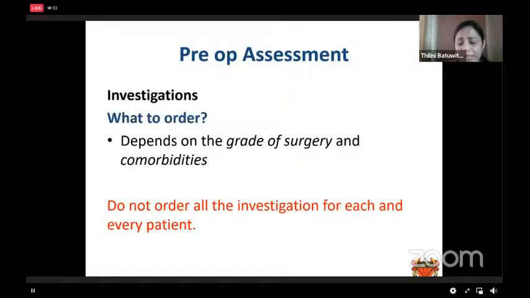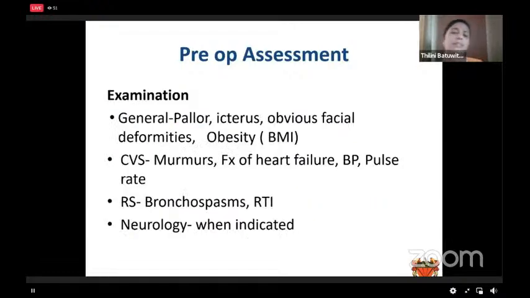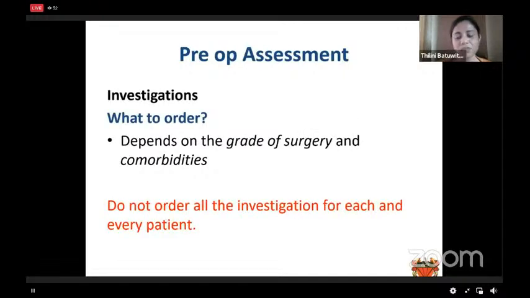And then, after assessing and examining, what are you going to do? As house officers, you will be the one who orders the investigations for these patients. So what are you going to order for a particular surgery? The investigations that you order for a patient will mainly depend on two factors. One is the grade of surgery, how severe or how complex the surgery is, and the other is the comorbidities of the patient.